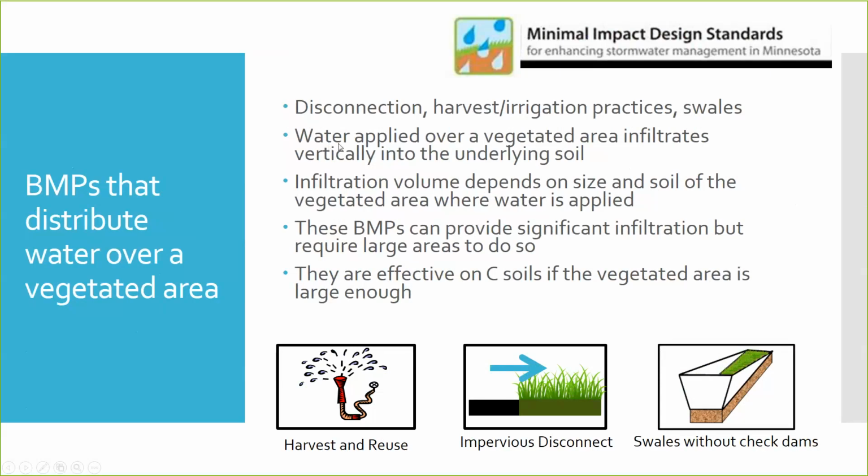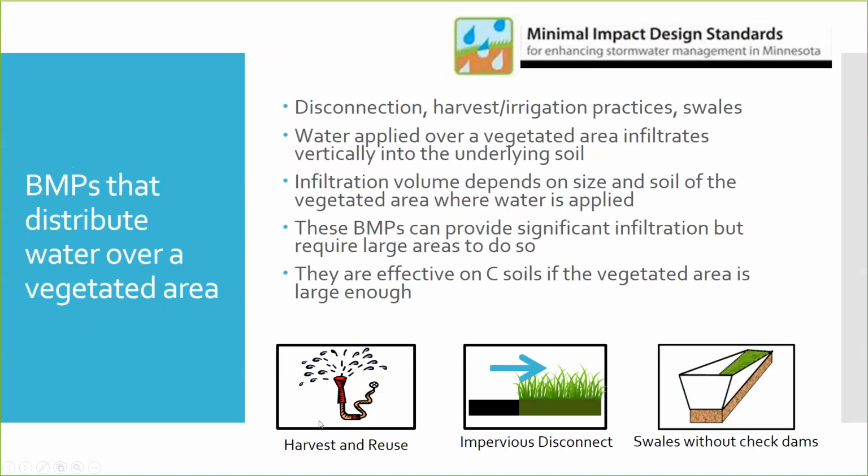The water is applied over a vegetated area and allowed to infiltrate into the underlying soil. The volume of infiltration primarily depends on the size and soil type of the vegetated area where the water is being applied. These BMPs can provide significant infiltration, but generally they're going to require larger areas to do so. And if there is a large enough area, they can be effective on C soils.